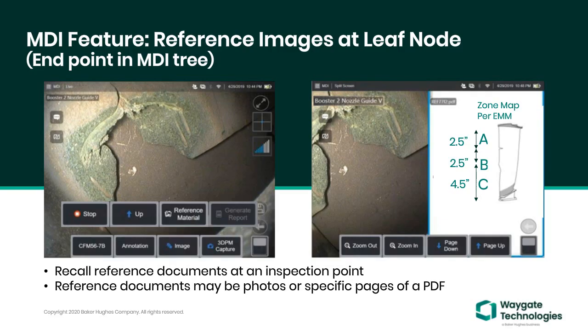In this screen, I've traveled down the MDI inspection tree and arrived at an end inspection point and recalled reference materials. Those reference materials can show up as a full screen image, or they can be recalled as split screen images with the reference materials on the right-hand side and the live image on the left-hand side. Note that I can save a copy of what's on screen, the combination of what's being shown on the left screen and the recalled image, by hitting freeze and save.